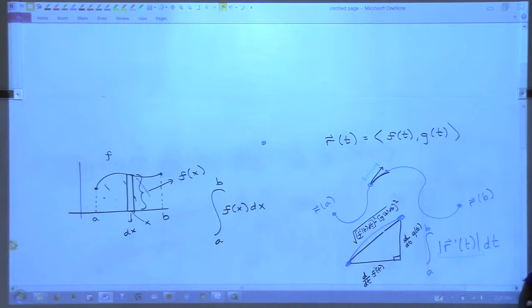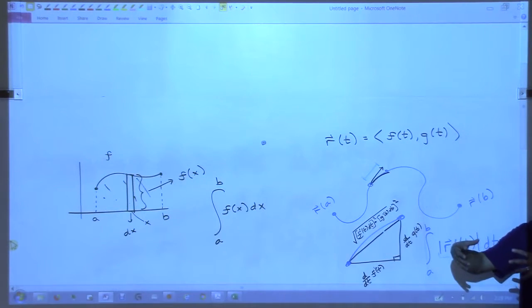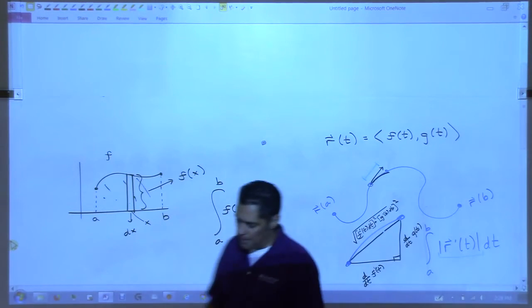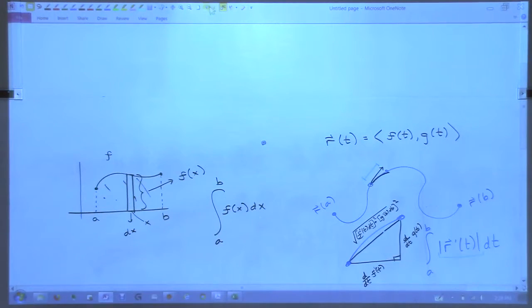It's not so important that we understand it completely visually, but as we proceed through the course, the more we can visualize, I think the easier it is to accept what we're doing. All right, so let's do an example. We want to be able to find the length of a curve.